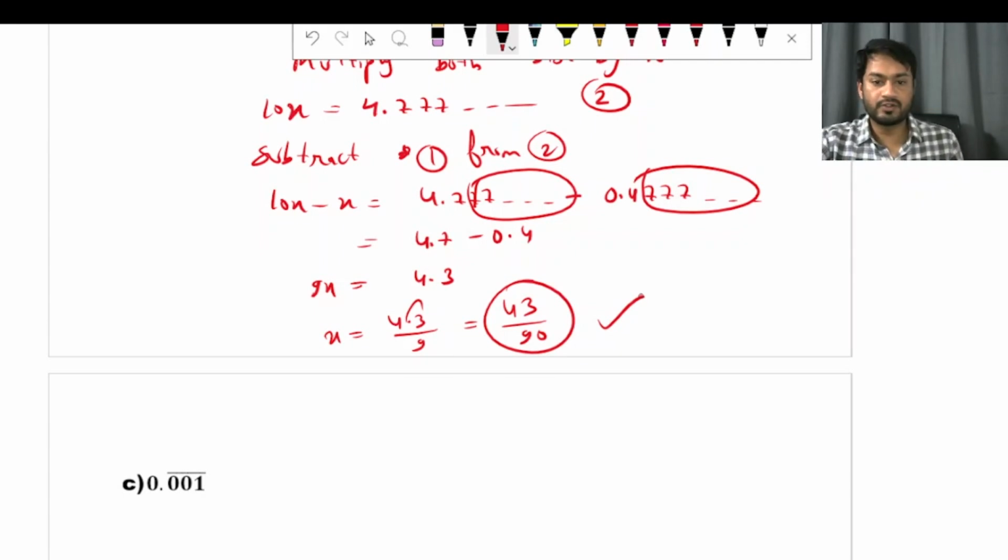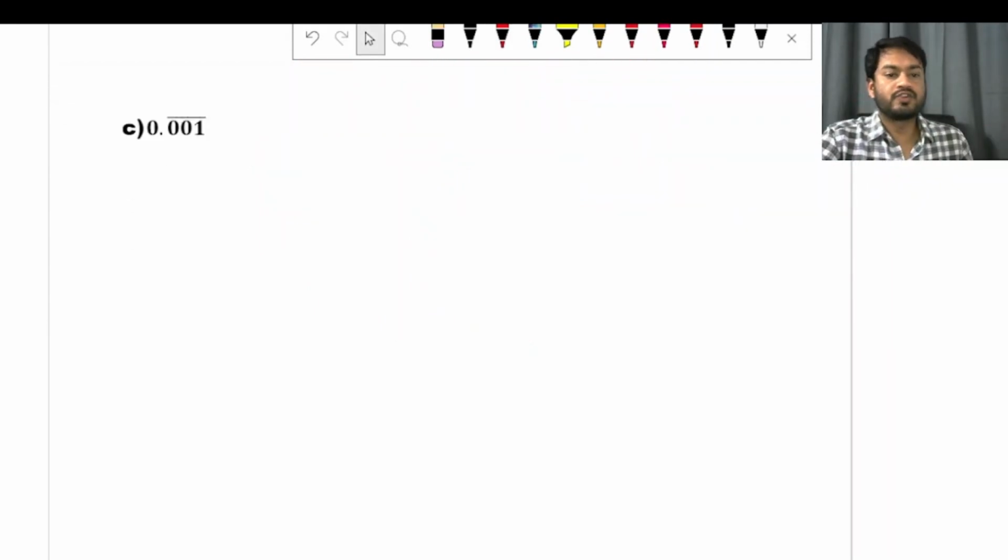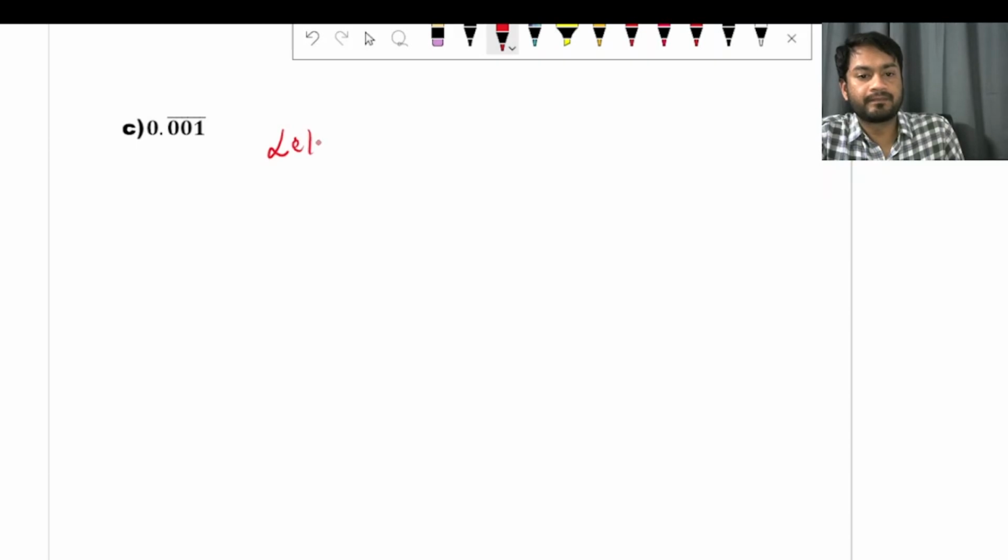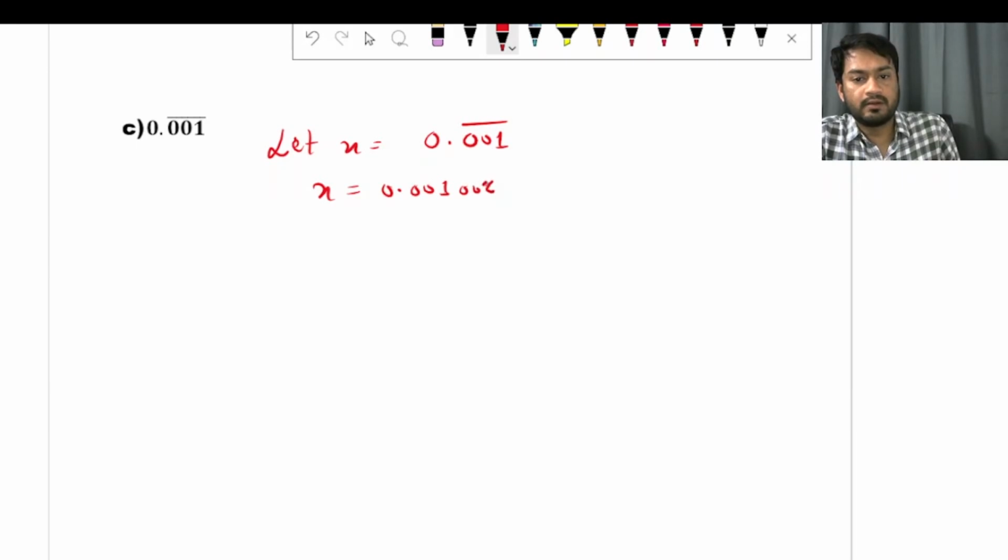I hope you understood the logic. Okay students, so now let's proceed to the next one. It is written 0.001 bar. So what you can do is let x equal to, again the same process, 0.001 bar. So you can write it as x equals 0.001 001 001. The bar means they are repeating in the same sequence, okay?